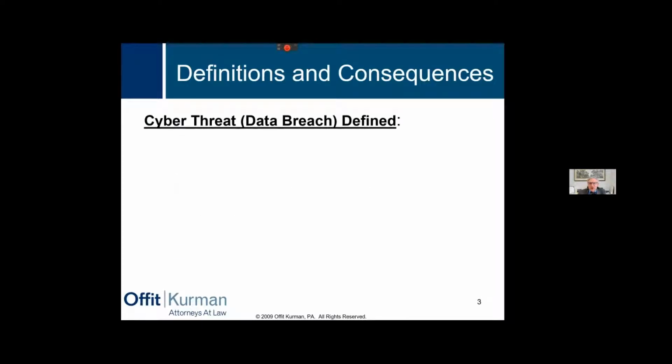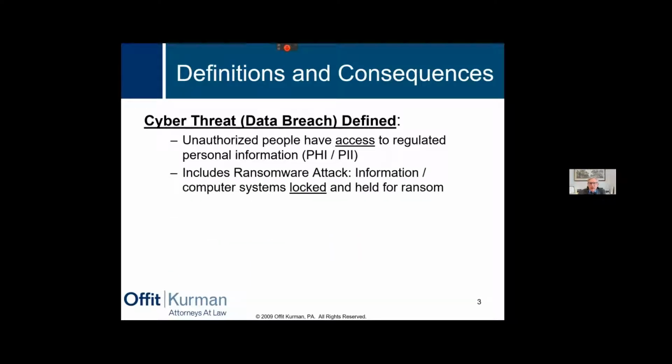From the standpoint of definitions, a cyber threat is really focused on the issue of data breaches, which in layman's terms are instances in which unauthorized people have access to regulated personal information. And in the case of healthcare providers, the focus is on protected health information. Data breaches include usually ransomware attacks in which information and computer systems are locked and held for ransom. I say usually because the presumption is that a ransomware attack enables the attacker to access the information. There are a series of analyses that need to be conducted, however, to determine whether it is in fact categorized as a reportable data breach.